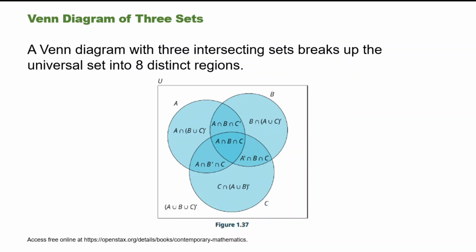A intersect B intersect C. This is the center of our diagram. And then finally, we have the region that does not contain any of these. And it is, parentheses, A union B union C, close parentheses, complement. This is the region that does not contain A or B or C.